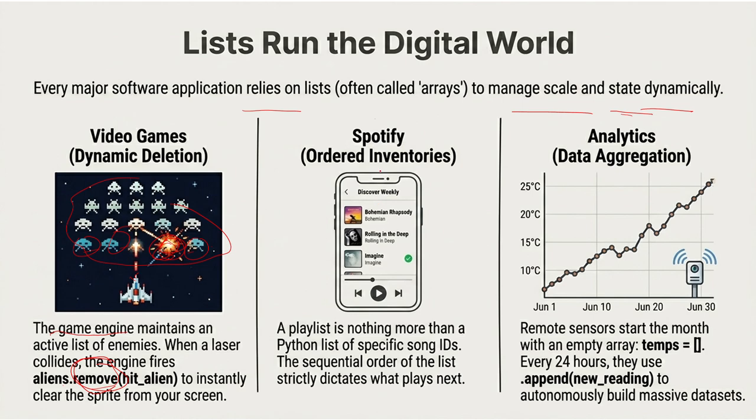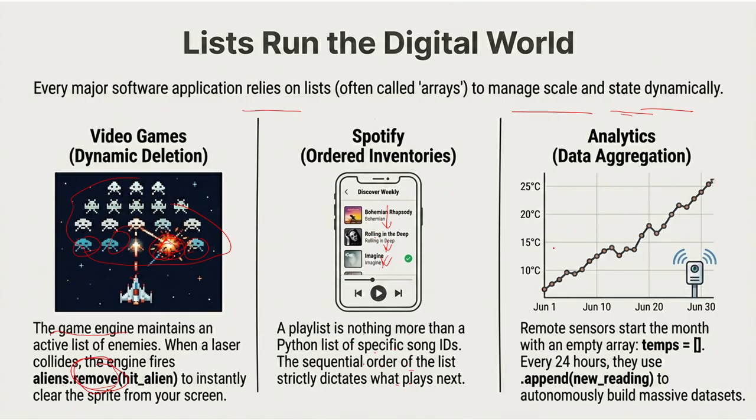In Spotify, a playlist is nothing more than a Python list of specific song IDs. The sequential order of the list strictly dictates what plays next. So in Spotify, you set your songs in a specific order, and my list of songs should play in this order. So that is again a list.